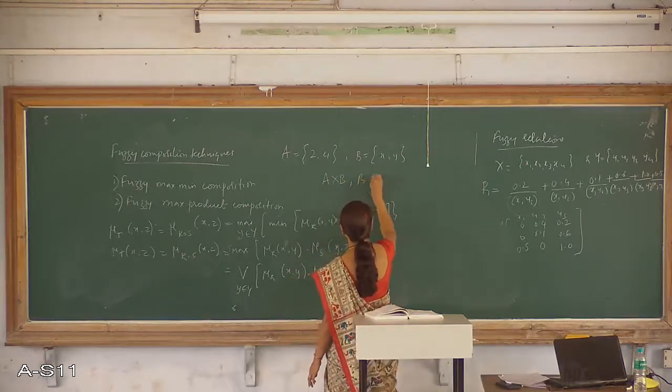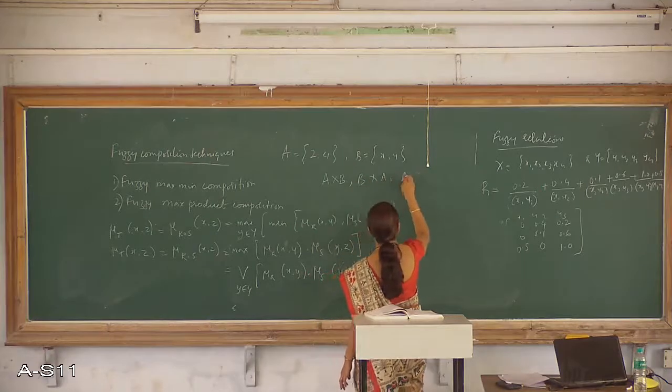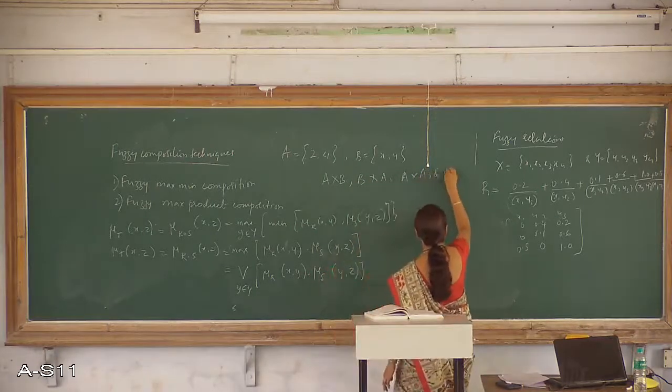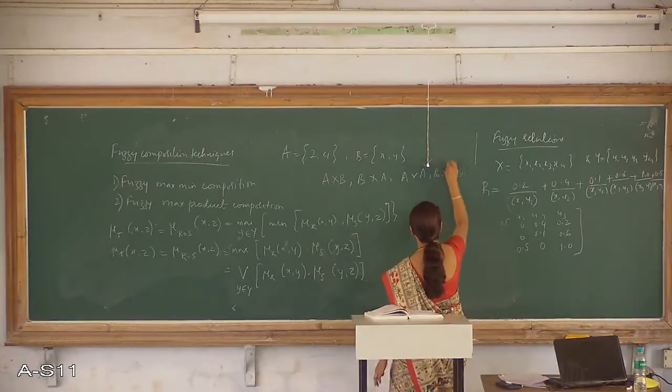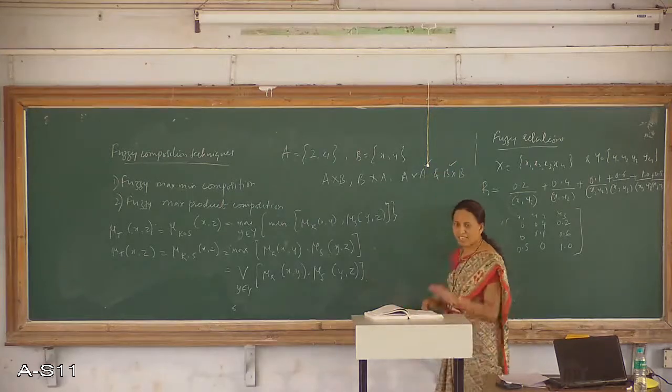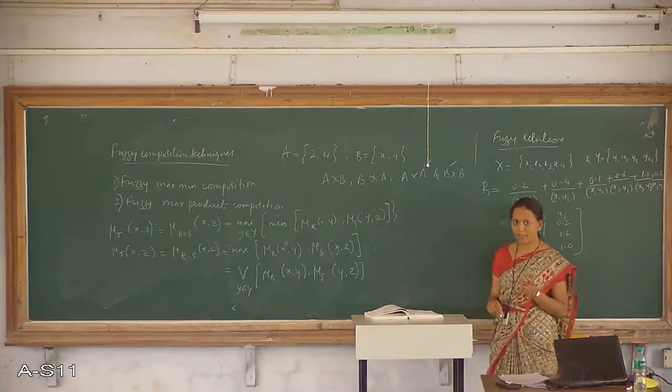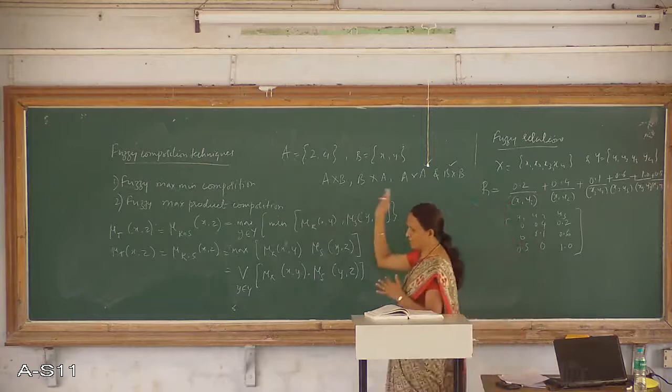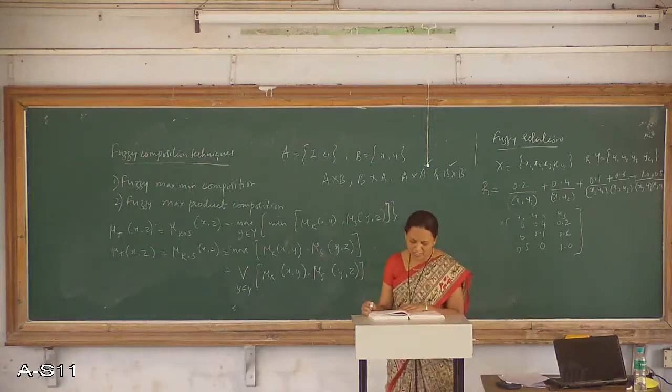That is A cross B, B cross A, A cross A and B cross B. So this will be A square and this will be B square. These are the possible Cartesian products that I may get from these two sets A and B. Simple. We'll go for the next problem.